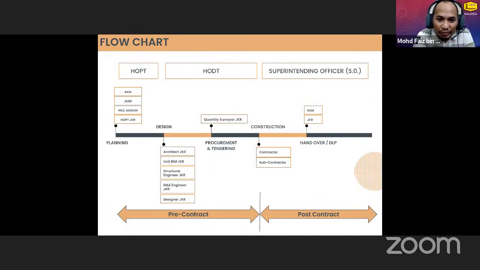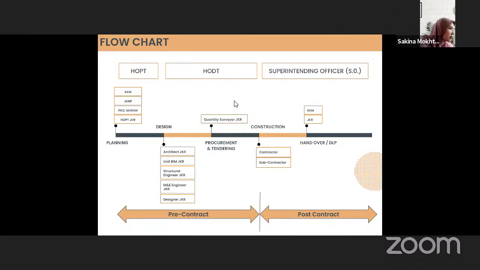Okay, for this one, the BIM unit, you'd better put it below. And the designer doesn't need to be there, because the designer already includes the M&E engineer, architect, and structural engineer. So the designer is actually already in there. It is not separate. And then mechanical and electrical, maybe you need to separate, because these two have their own branches. Alright, noted. Thank you.